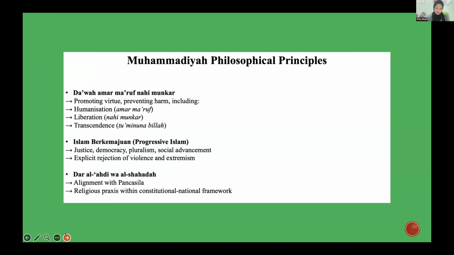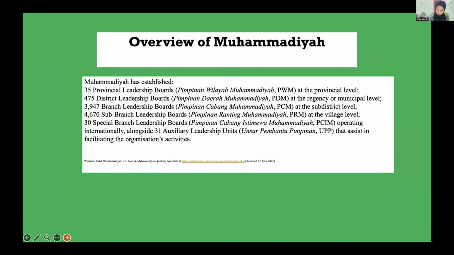Institutionally, Muhammadiyah is highly structured. It operates through a multi-layered leadership system across Indonesia. It comprises provincial, district, sub-district, and village-level leadership boards. Beyond its national presence, the organization also maintains branches operating internationally alongside leadership units that support its institutional activities. This extensive infrastructure demonstrates that Muhammadiyah is not a marginal religious movement, but a deeply institutionalized and nationally embedded organization. Such a scale shapes how digital communication strategies are designed, coordinated, and implemented, particularly when integrating data analytics into organizational decision making.